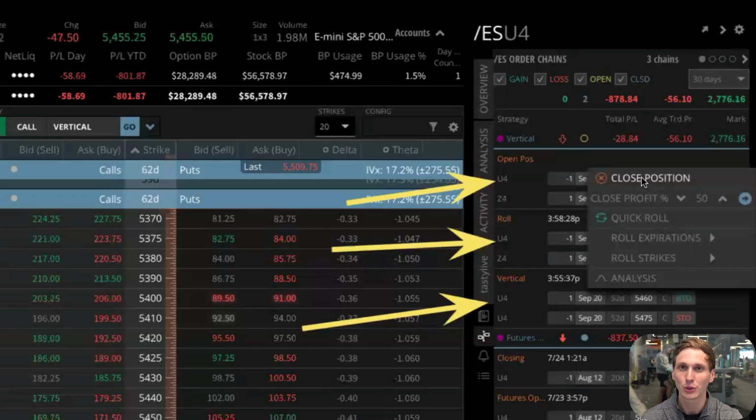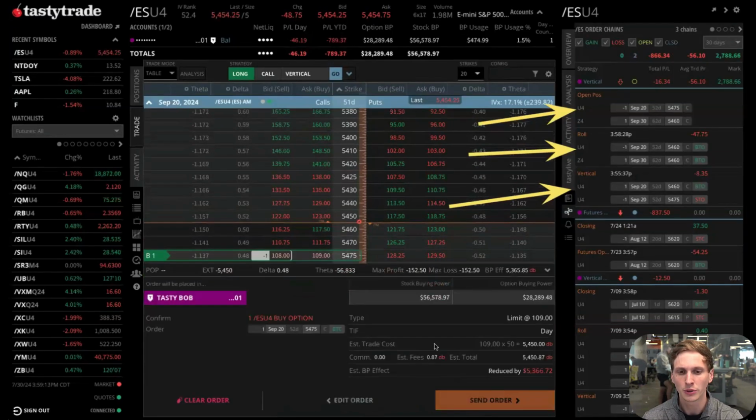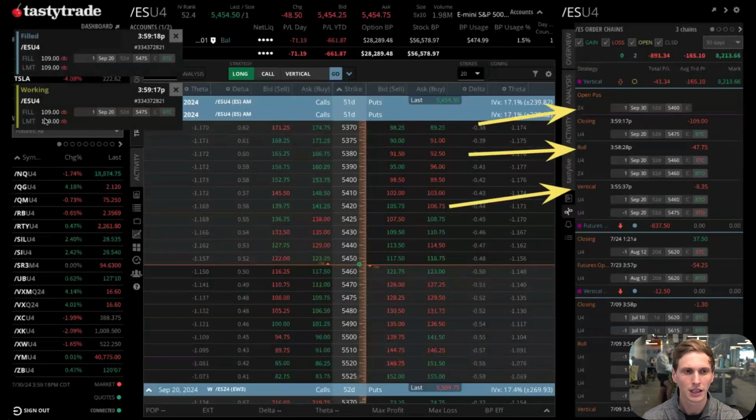So maybe we'll just show closing it real quick because we got 1 minute left. But if you wanted to just close this order right away, you can go to close position. It's going to open up a closing order ticket. And then we can go review and send. Check out that we're doing what we're looking to do. And then send off the order. And now it's working, filled and closed.